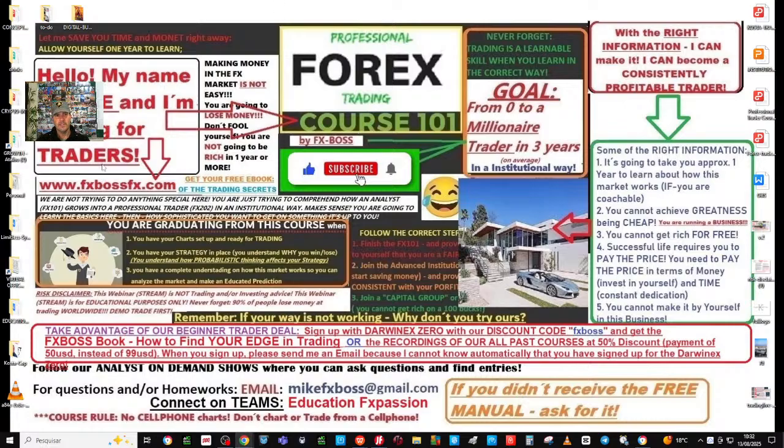Never forget, you're going to graduate from this course when you have your chart set up and ready for trading, everybody. Number 2, you have your strategy in place, you understand why you win, why you lose. And number 3, you have a complete understanding on how this market works, so you can analyze the market and make an educated prediction. Today we're going to work on number 2, number 3.